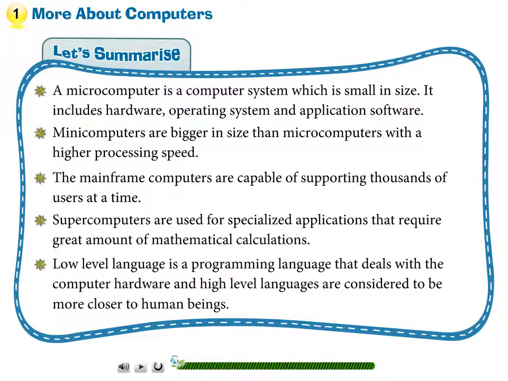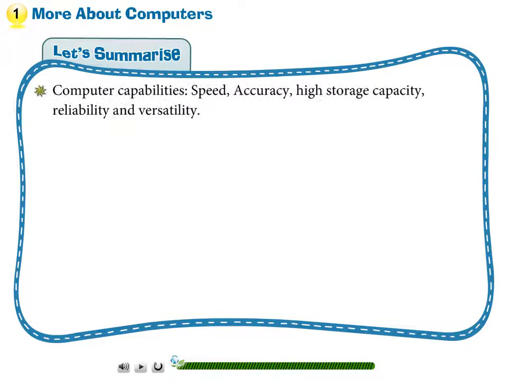Low-level language is a programming language that deals with the computer hardware, and high-level languages are considered to be closer to human beings. Computer capabilities: speed, accuracy, high storage capacity, reliability, and versatility.